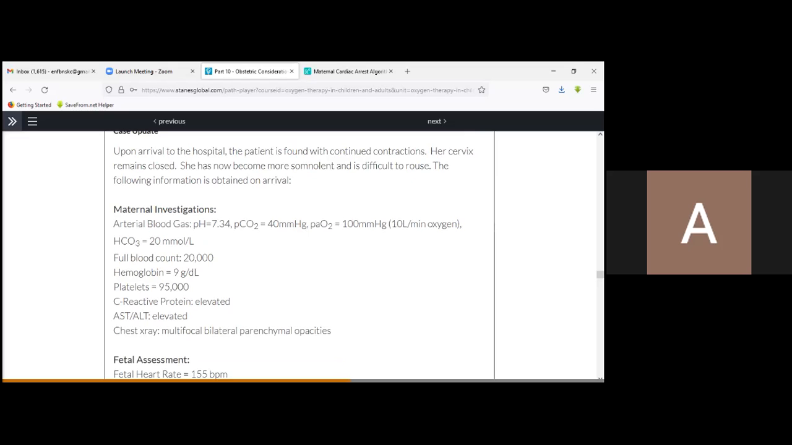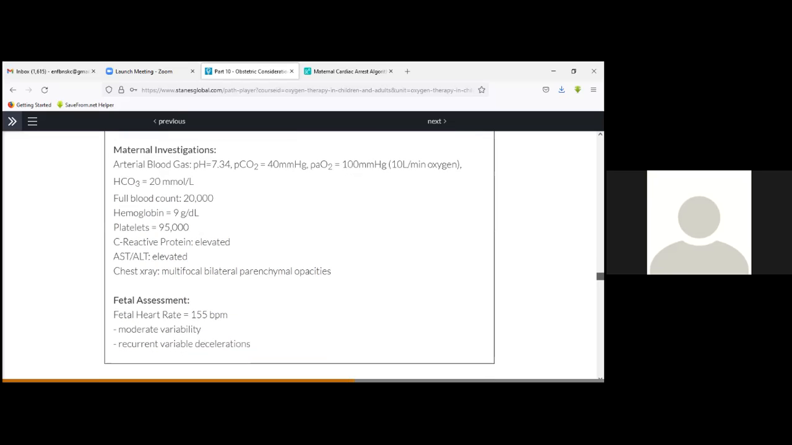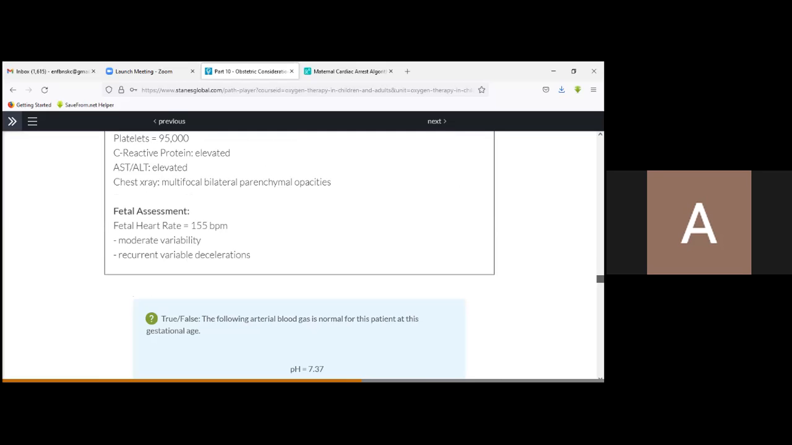And the chest X-ray revealed multifocal bilateral parenchymal opacities. And the fetal assessment: the fetal heart rate is 155 beats per minute, with moderate variability, and there are recurrent variable decelerations.